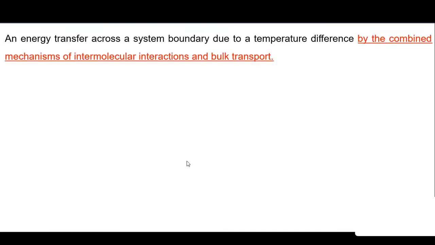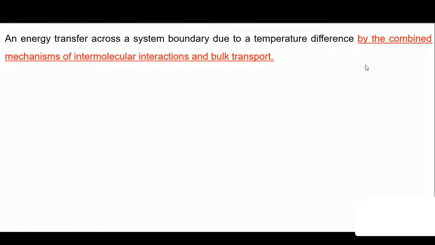Convection occurs through moving fluids, or in between a surface and a fluid moving past or across the surface. So that is what you need to remember before we start to discuss convection. Energy transfer across the system boundary due to the temperature difference, by the combined mechanism of intermolecular interaction and bulk transport. That is, intermolecular interaction means, in other words, conduction, plus the movement of the molecules. So both things are involved when we are talking about convection.